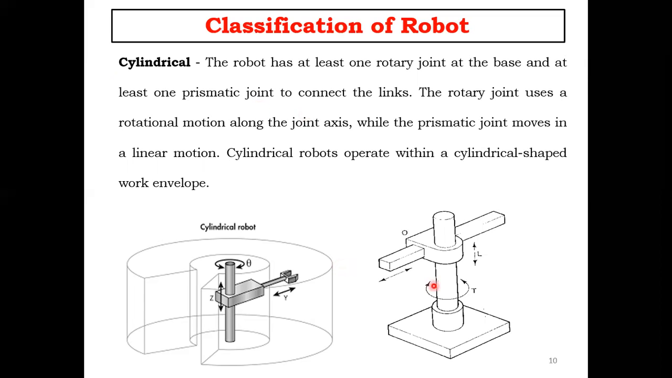It uses one rotational and two linear movements, that is two prismatic joints, that is one R two P. So like that we can define, that is one rotational, two linear movements, that is a cylindrical robot. It can cover a maximum of this length, minimum of this length.